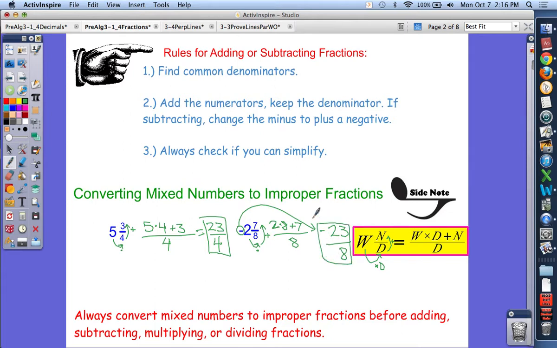So always, always, always convert mixed numbers to improper fractions before adding, subtracting, multiplying, and dividing. There are some problems in which you don't need to do this. However, I think it's easier to just be consistent and always solve the same way. So let's make this a habit that we always convert first.